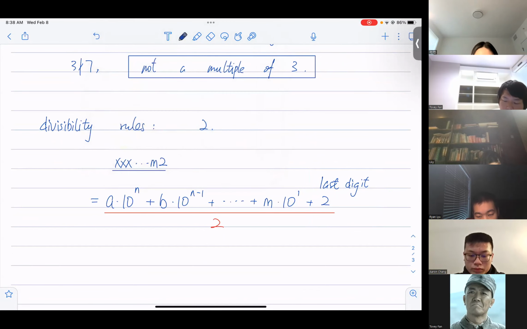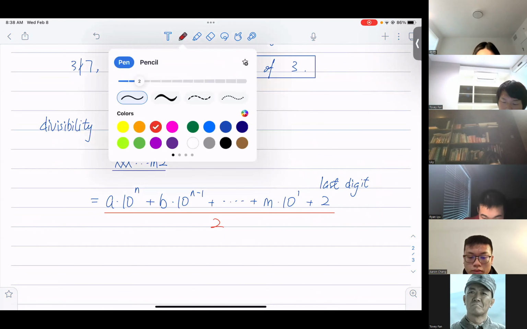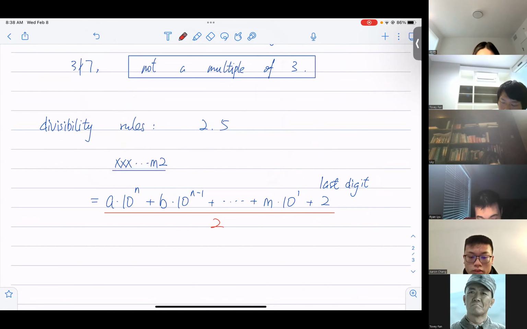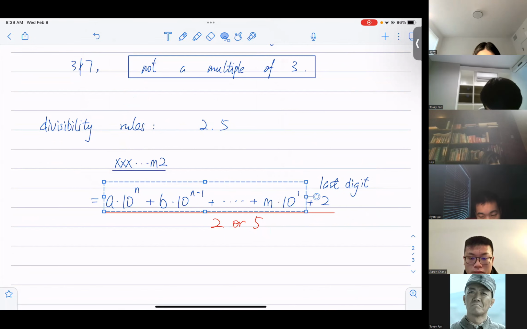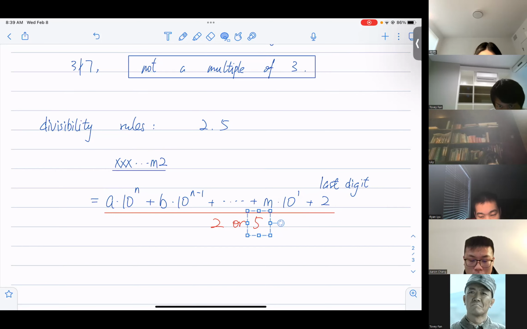Okay, and that's also why for 5 you have the same divisibility rule, right? For 5, you also just need to check the last digit. If the last digit is 0 or 5, then the whole thing can be divided by 5. That has the same reason, because if you divide this whole number by 5, again, 10 is a multiple of 5, right? So when you divide it by 5, every term except for the last term, for the last digit, can be divided by 5. Make sense?